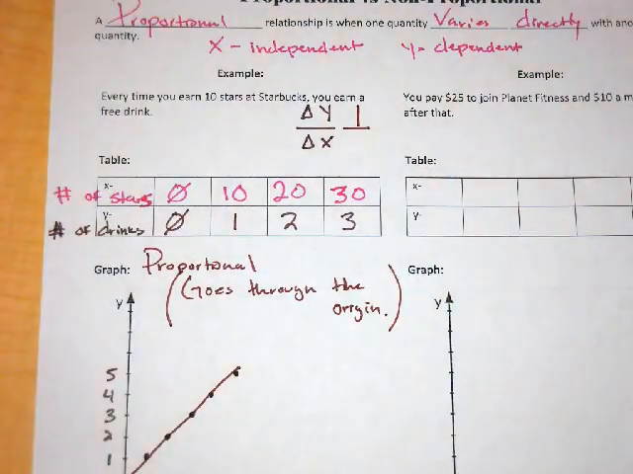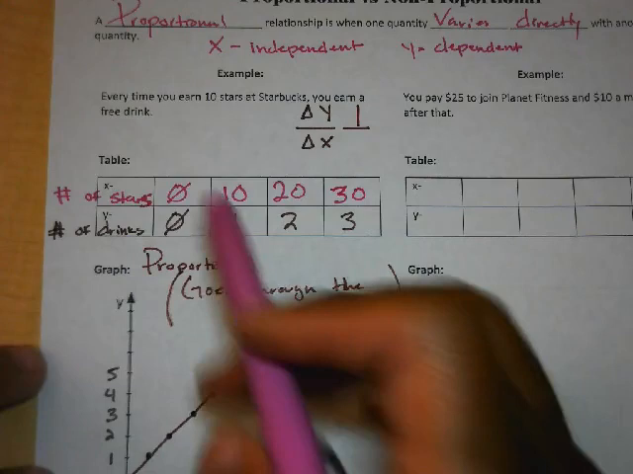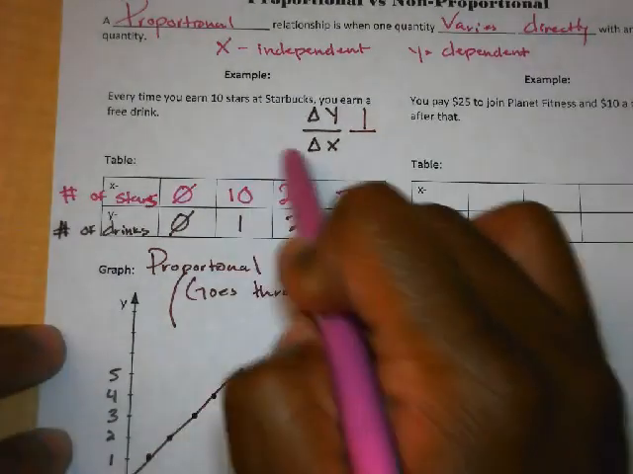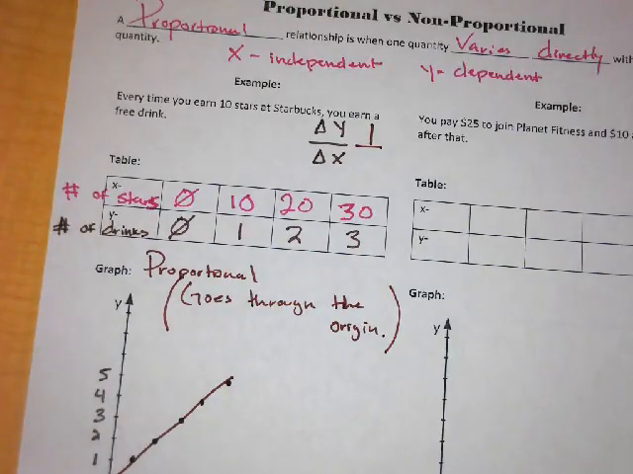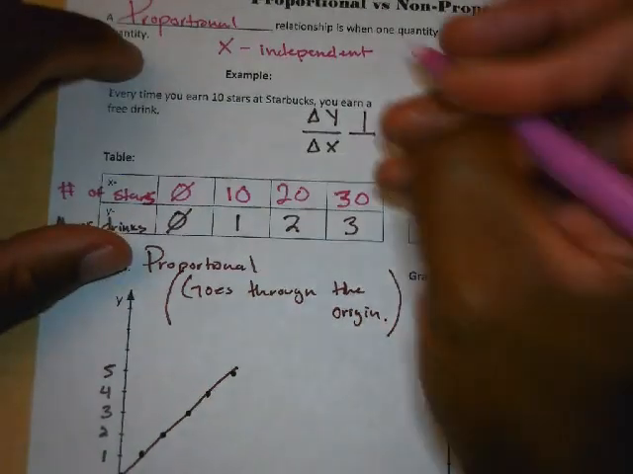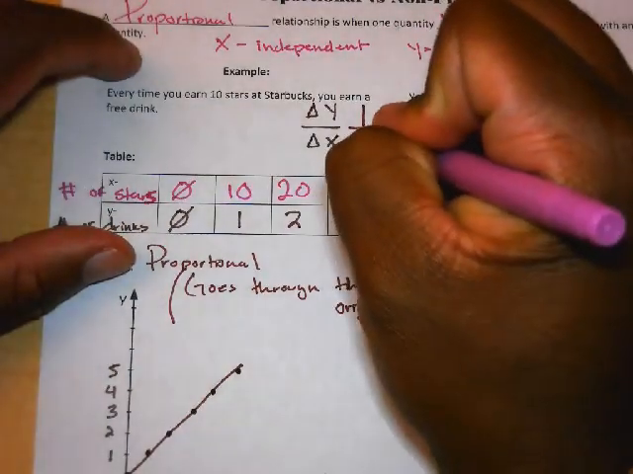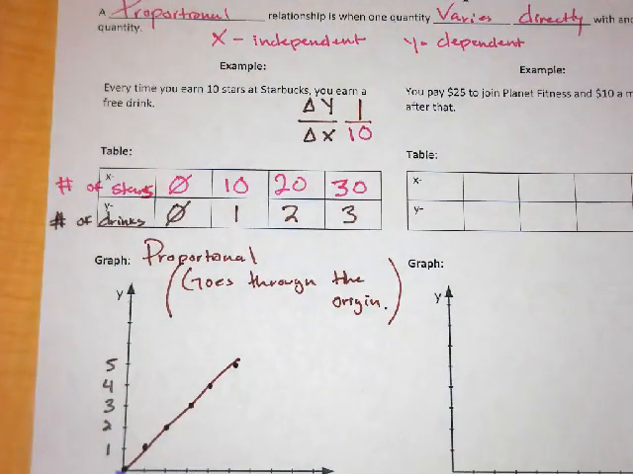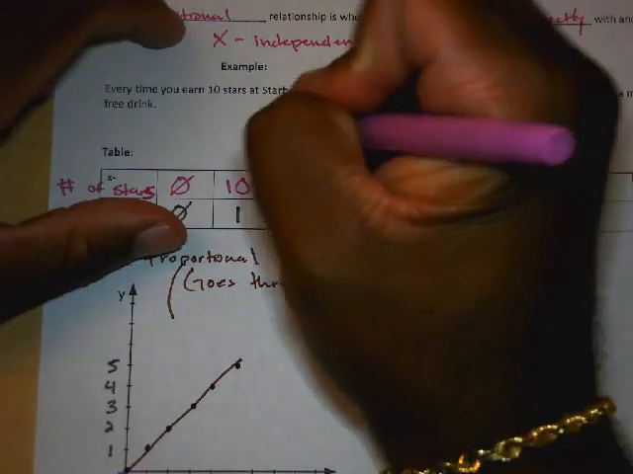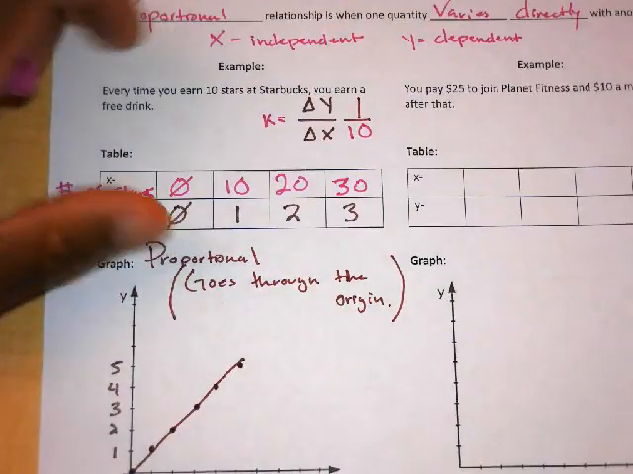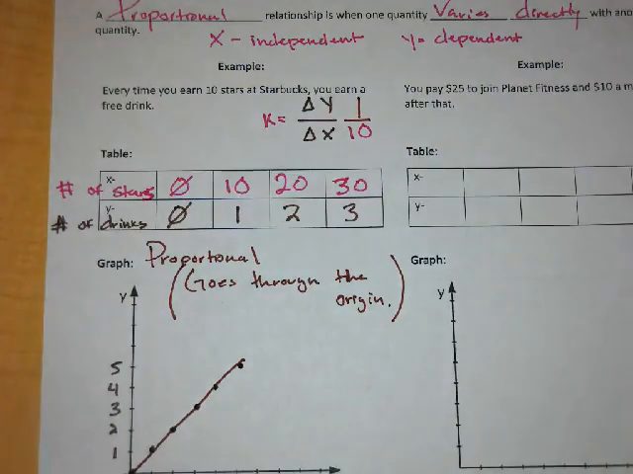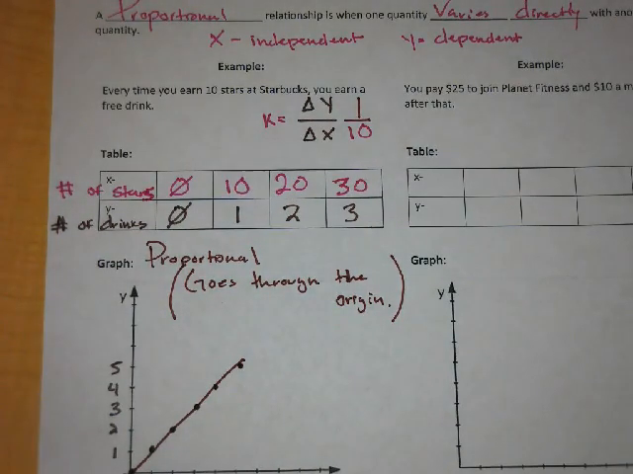Then I look at the x. So what is that changing by? I went from 0 to 10, or from 10 to 20. What is that changing by? That's changing by 10. And so what we found is the constant. The constant is the change in y over the change in x, which is 1 over 10.